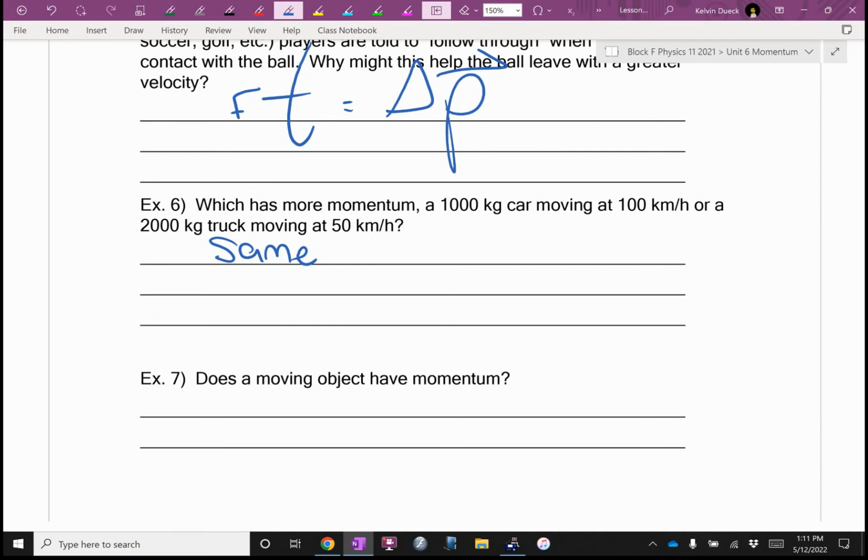Does a moving object have momentum? How do I calculate momentum? Everybody, momentum is what times what? So does a moving object have mass? Does a moving object have velocity? So does a moving object have momentum?